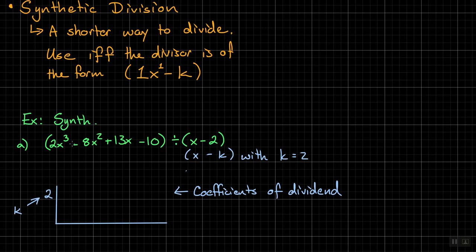Now, we're going to put the coefficients of the dividend in here. So let's see. I'm going to check first, am I missing any powers of x? X to the third, to the 2, to the 1, and this is really an x to the 0, but we just don't write it. I have them all, right? What's the coefficient of the biggest term? That's the power. How about the coefficient? 2. How about the next term? Negative 8. The next? 13. And the last? Negative 10. Before we continue on, any questions about where I found these numbers?